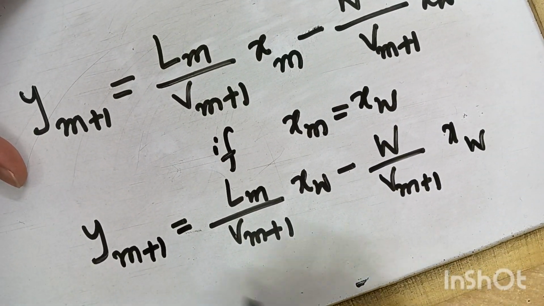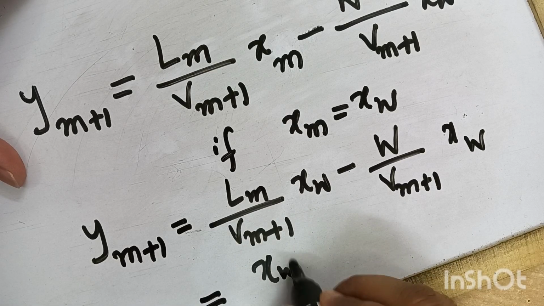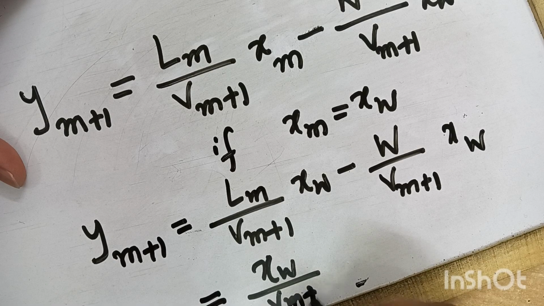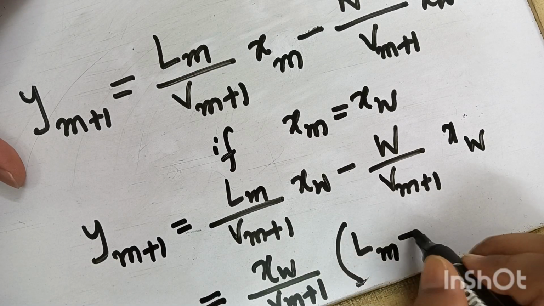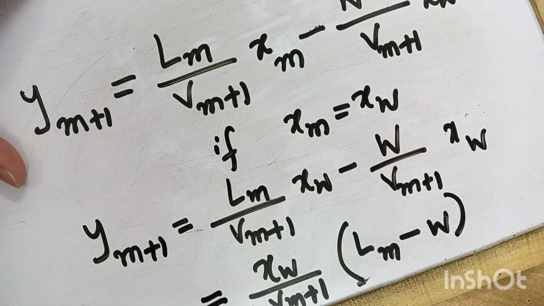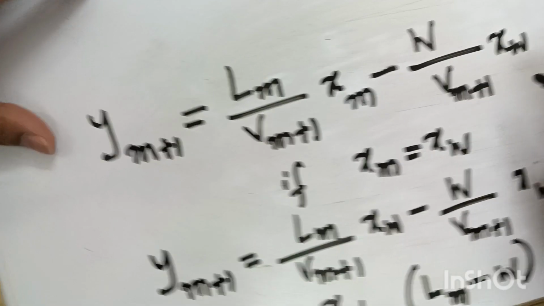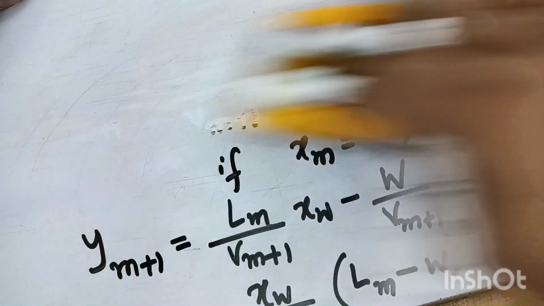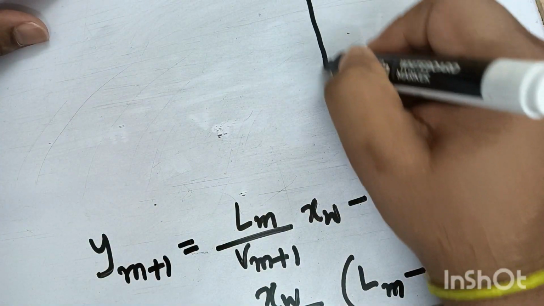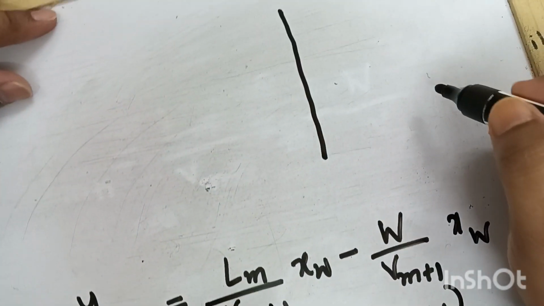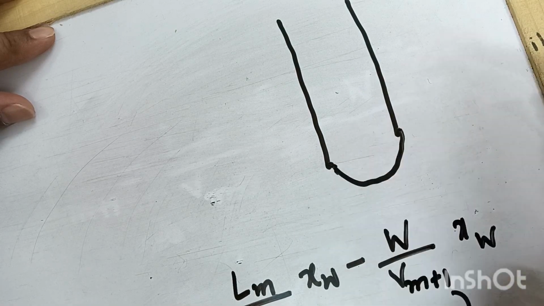Now you take xw over vm plus 1 as a common factor, so it is going to be lm minus w. Now what is lm minus w? To understand lm minus w, you have to understand, suppose this is the stripping section of the distillation column.